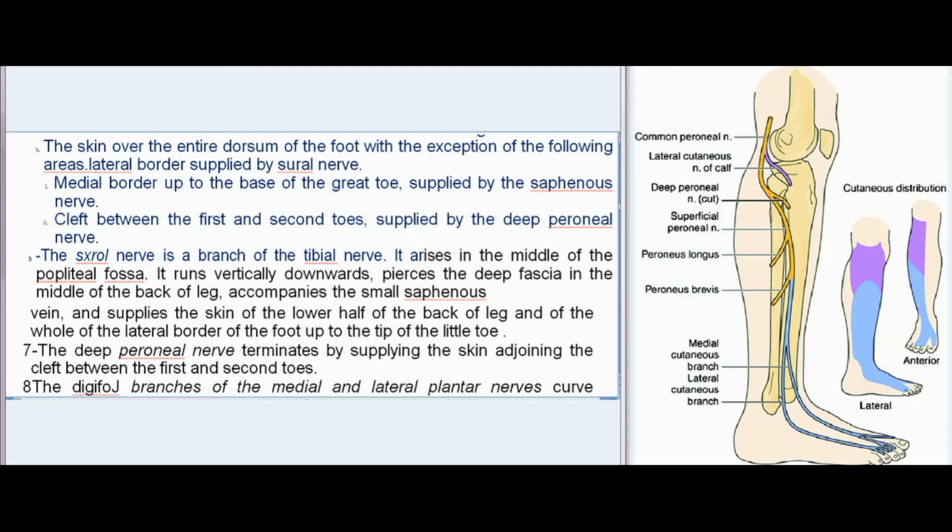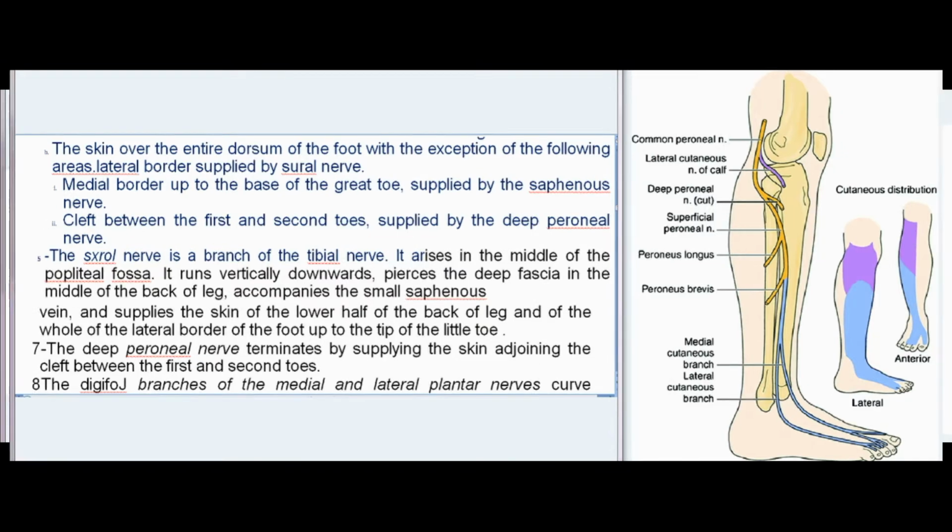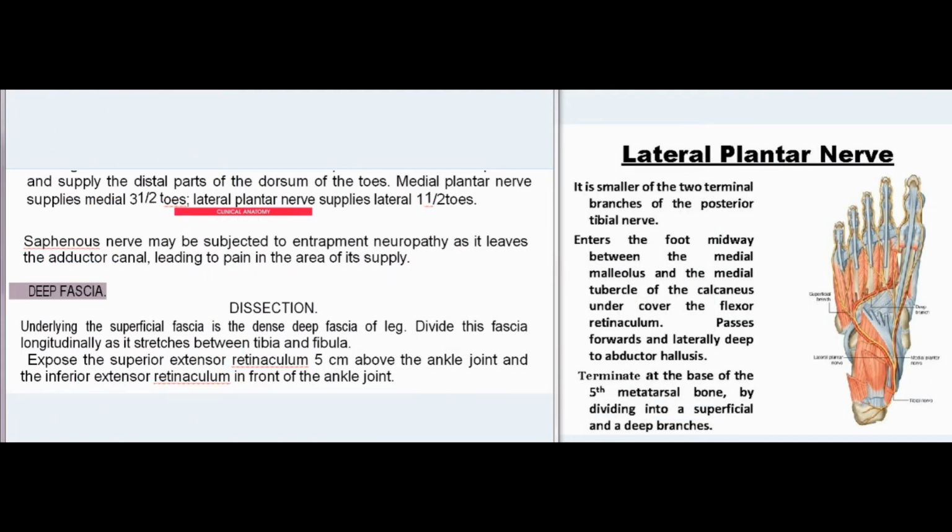7. The digital branches of the medial and lateral plantar nerves curve upwards and supply the distal parts of the dorsum of the toes. Medial plantar nerve supplies medial 3½ toes, lateral plantar nerve supplies lateral 1½ toes. The saphenous nerve may be subjected to entrapment neuropathy as it leaves the adductor canal, leading to pain in the area of its supply. Deep fascia. Dissection. Underlying the superficial fascia is the dense deep fascia of the leg.